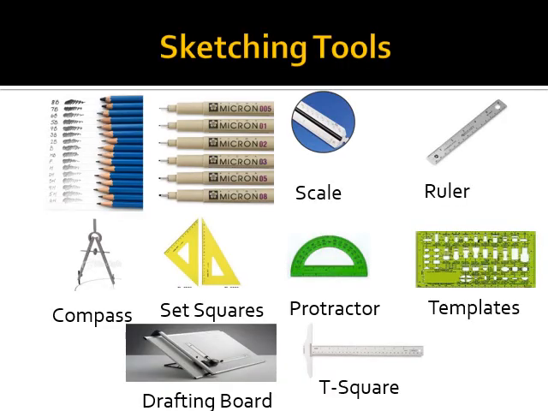Some other tools you can use for sketching: you can get a set of pencils that have different lead weights in them. You can get pens that have different tip thicknesses. We can use scales, rulers, compasses for our circles, set squares and protractors for angles, and templates. You can buy templates for all kinds of different things, furniture, symbols. You could set up a drafting board, and you could use a T-square.